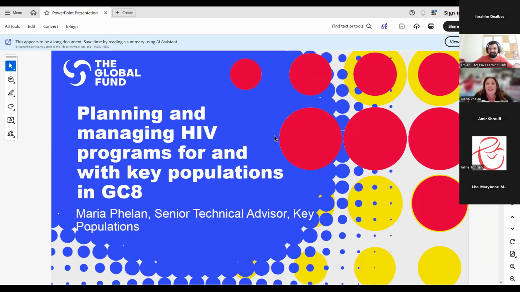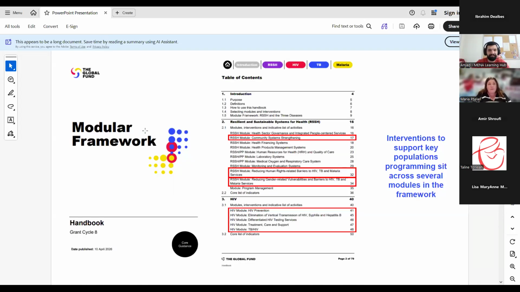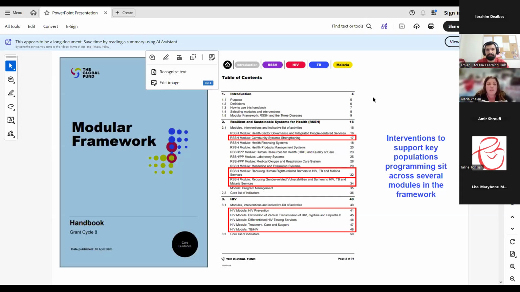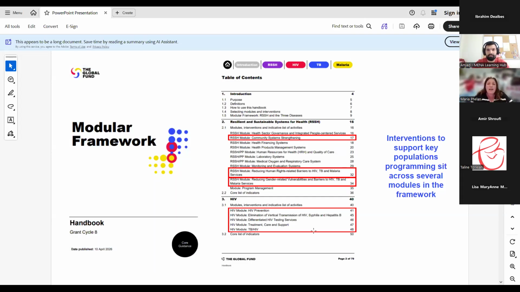Great to see so many familiar faces and new ones on this call. Maybe we can go to the first slide, please. I'll talk to you a little bit about some of the changes in the modular framework in relation to key populations for GC8, so that you're familiar with them. You'll be familiar with the modular framework already, and to an extent, much has not changed. However, what's important is to highlight where the key interventions are that you may wish to consider when you're thinking about planning and managing KP programming.